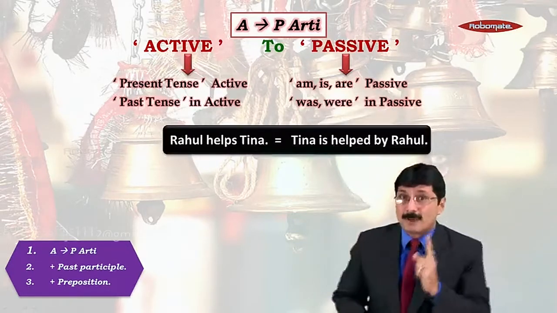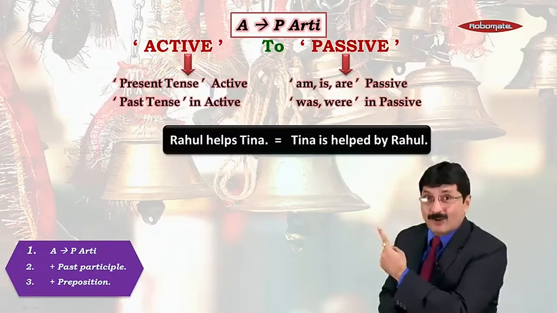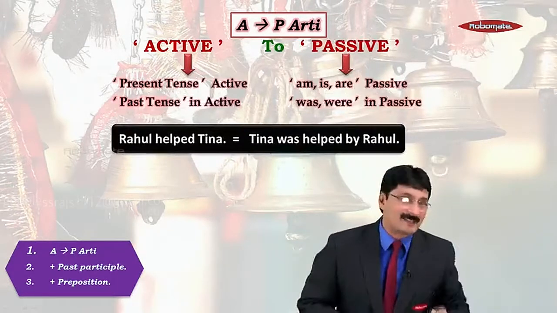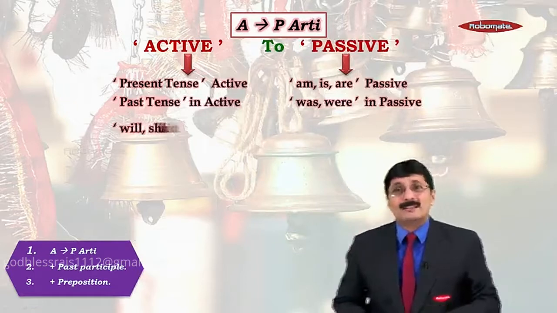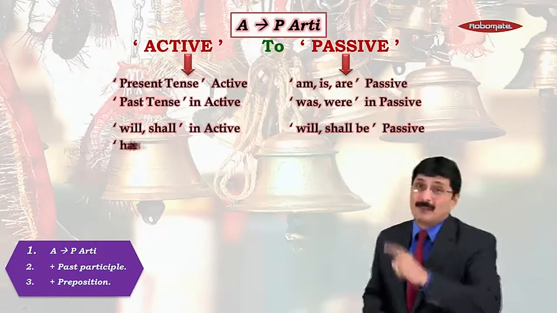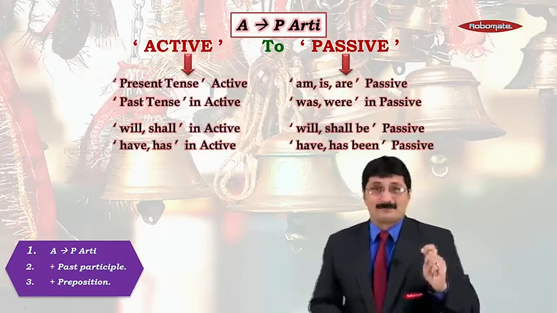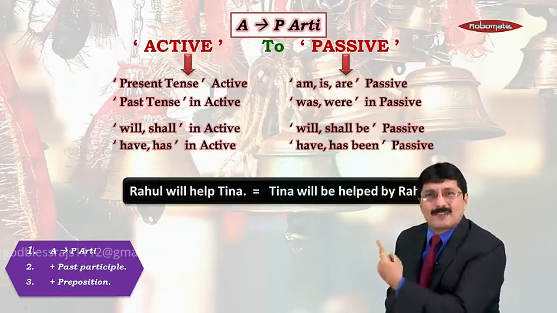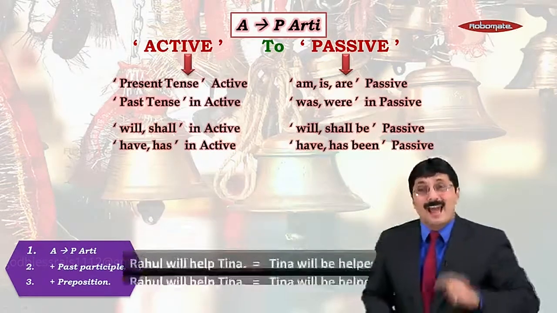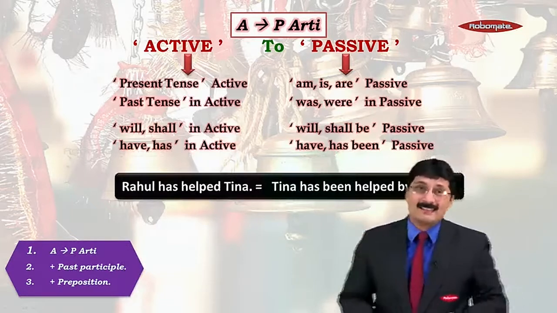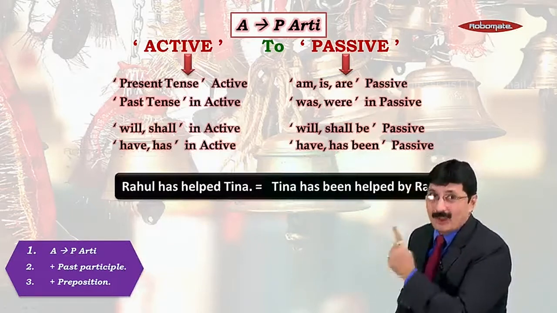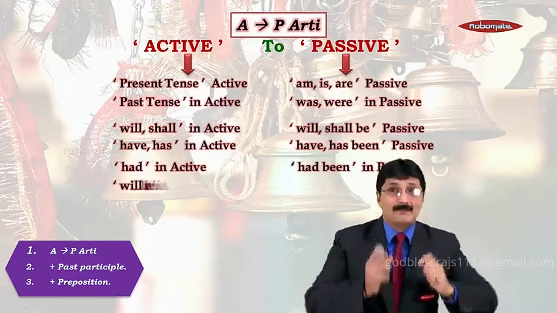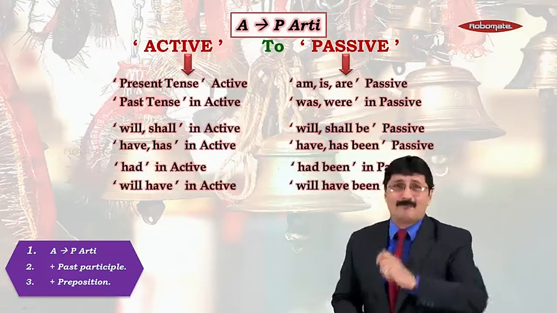Present tense active, am or is or are in the passive, and past tense in active, was or were in the passive. Absolutely, my friends. Will shall in active, will shall be in passive, have has in active, have has been in passive. Terrific, my friends. Will in the active, can you see? Will be in the passive. And similarly, have or has in the active, have you seen, have been or has been in the passive. Had in active, had been in passive, will have in active, will have been in passive.